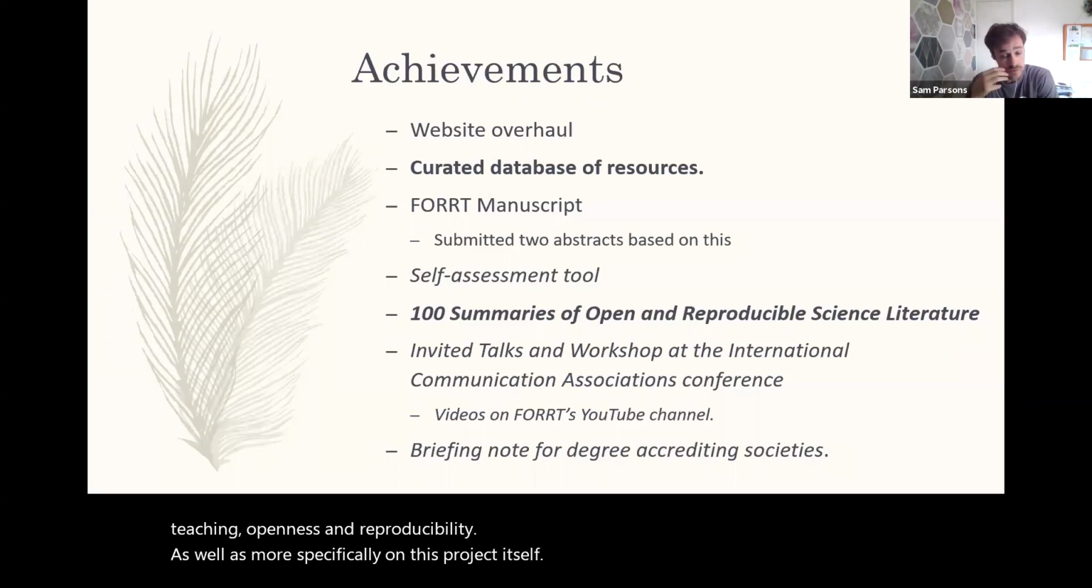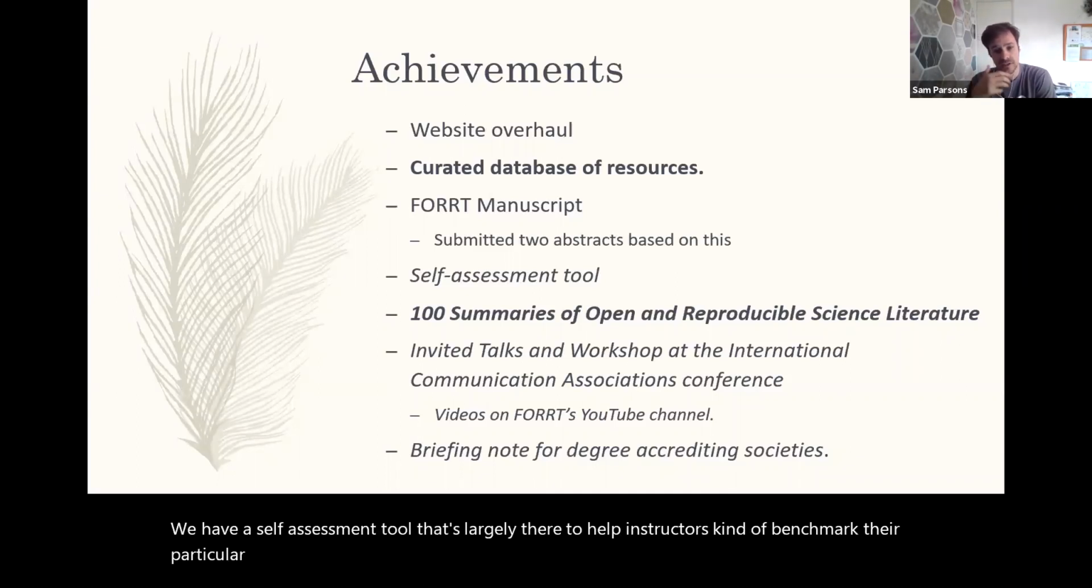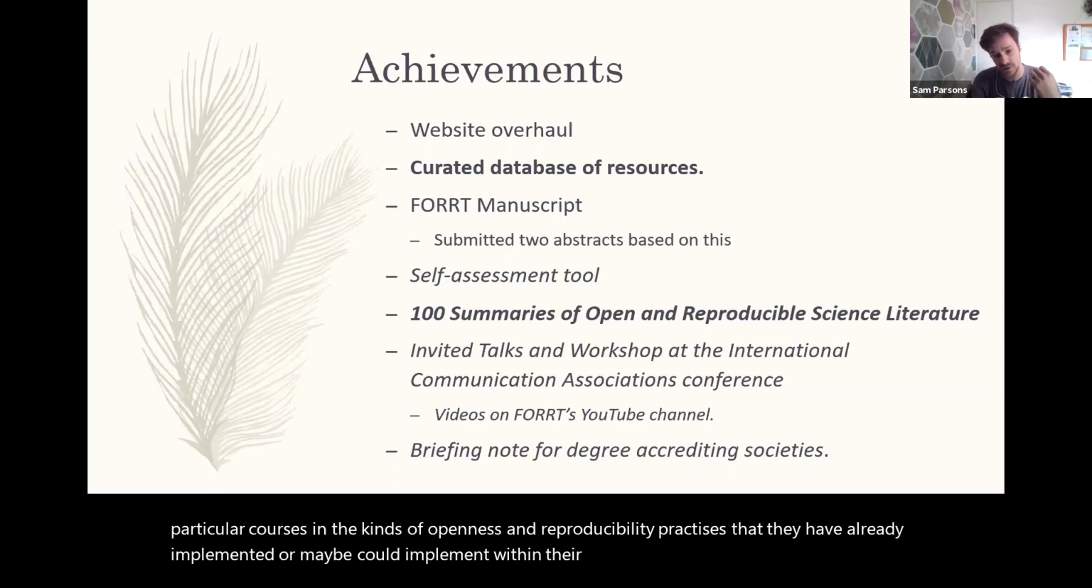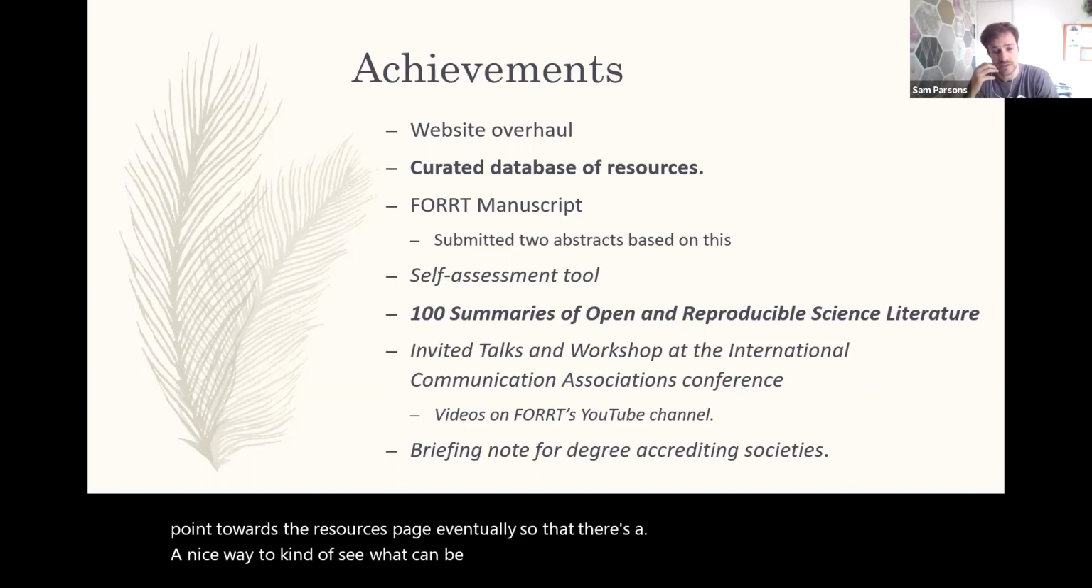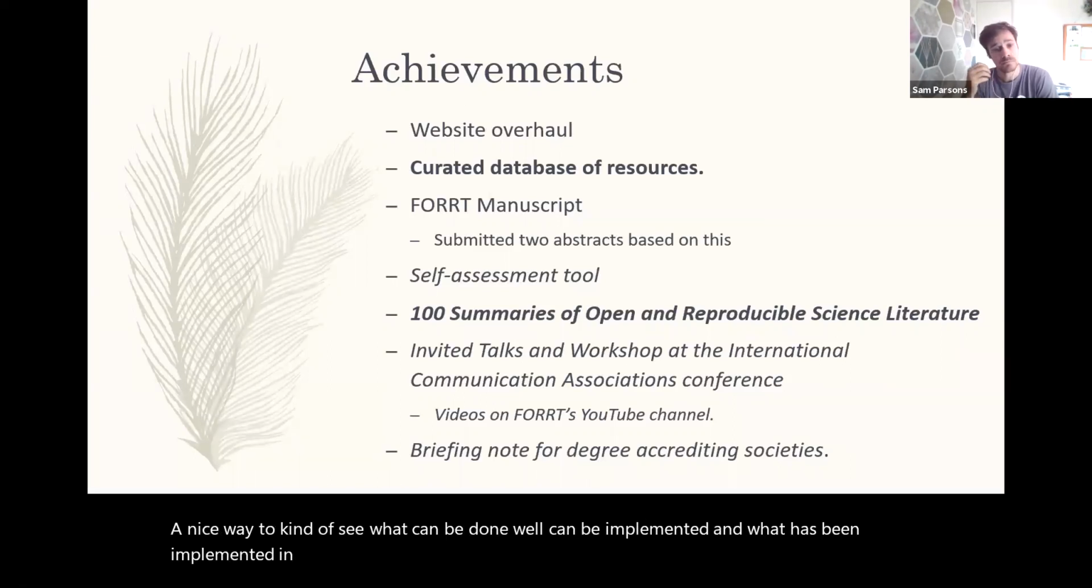We have a self-assessment tool that's largely there to help instructors benchmark their particular courses in the kinds of openness and reproducibility practices that they have already implemented or maybe could implement within their teaching. The idea being that that should then point towards the resources page eventually, so that there's a nice way to see what can be done, what can be implemented, and what has been implemented in other courses.